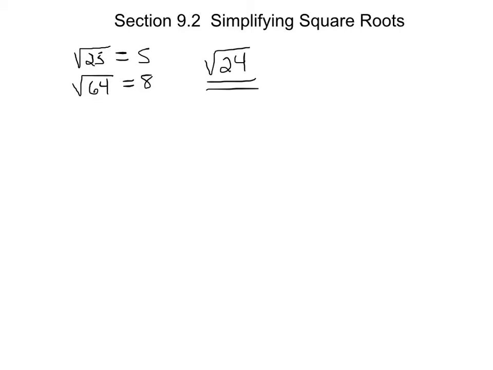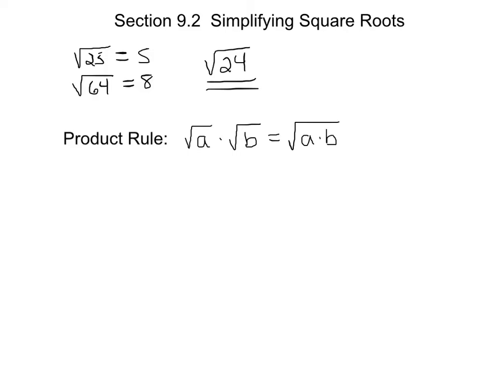So in order to do that, we need to take a look at a very important little rule called the product rule. The product rule states the following. It says that if you have the square root of A times the square root of B, it's equal to a single square root where you multiply A times B underneath. Now, you also want to keep in mind with this particular rule that this is going to be true only if A is greater than 0 and if B is greater than 0.